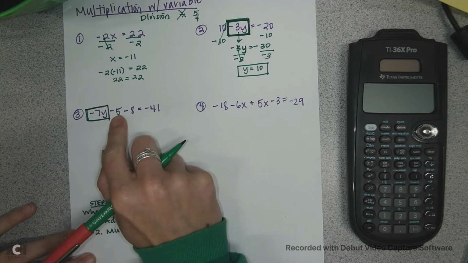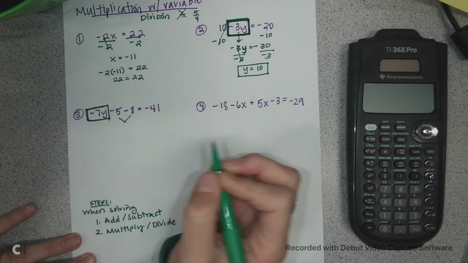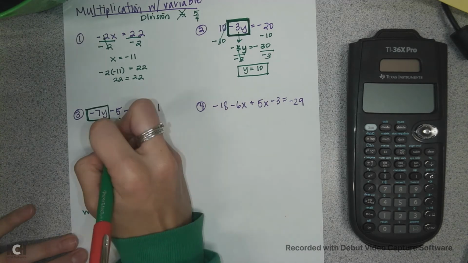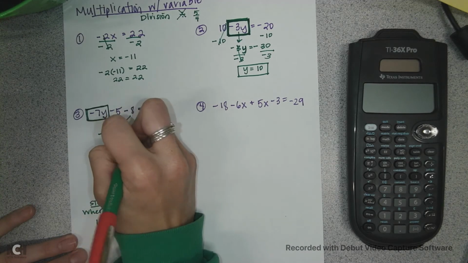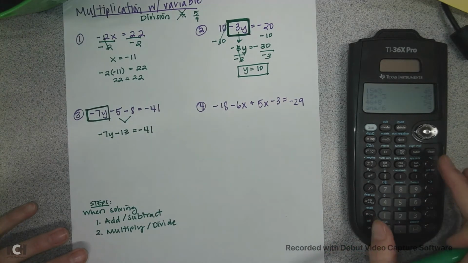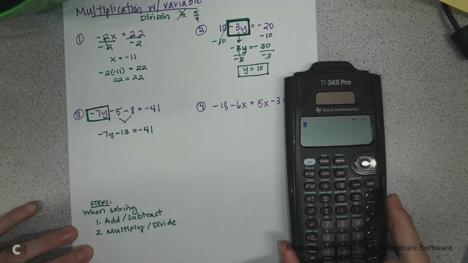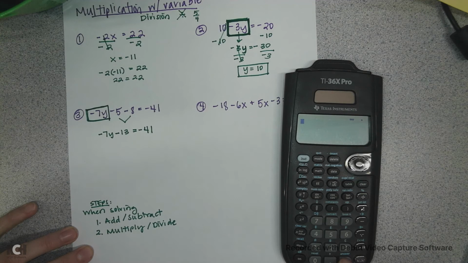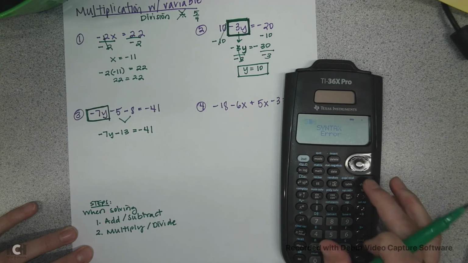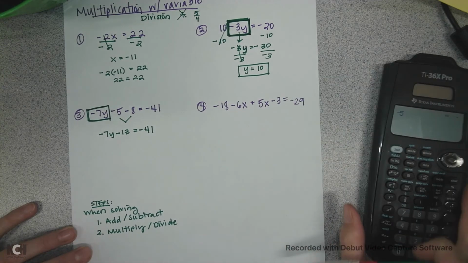So the first thing we're going to do is we're going to combine these guys. I keep my negative 7y, and negative 5 minus 8 is negative 13. And that equals negative 41. If you weren't sure, you can always use your calculator. It's not a big deal. So you would do negative 5 minus 8. Now, if you get an error on this, sometimes students get errors and they use the negative sign instead of a minus sign. So just be careful with that.